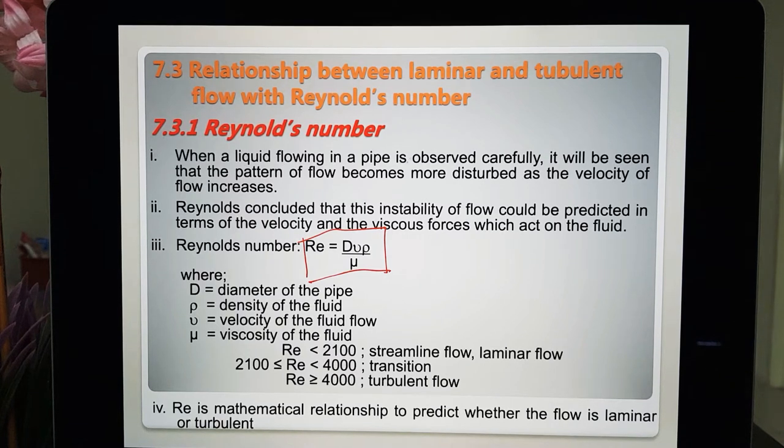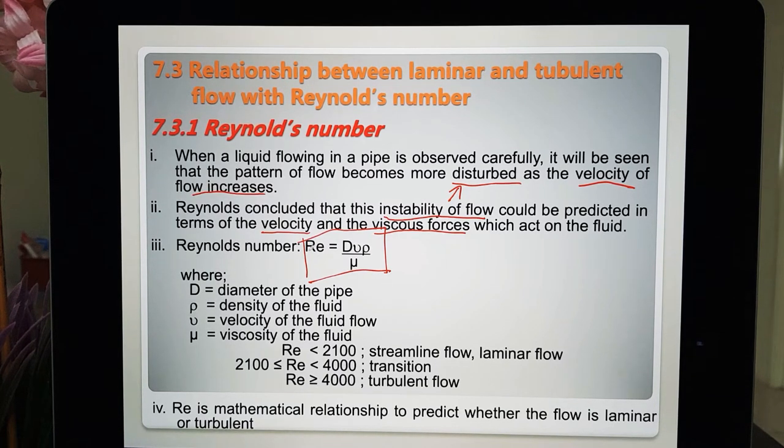When a fluid is flowing in a pipe and it is being observed carefully, it will be seen that the pattern of flow will become more disturbed if the velocity of the fluid increases. So if the flow of the fluid is fast, then basically we will have a more disturbed pattern of flow. Reynolds concluded that this instability of flow, related to the disturbance of the flow, could be predicted in terms of the velocity as well as the viscous forces, in terms of the viscosity of the fluid which act on the fluid.